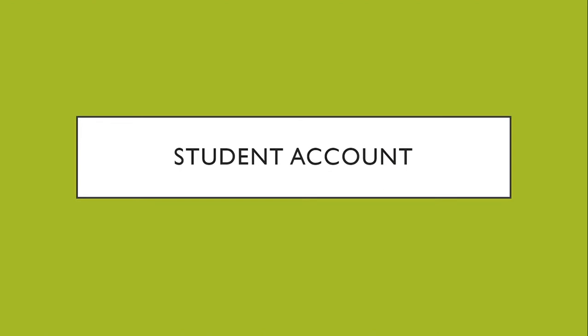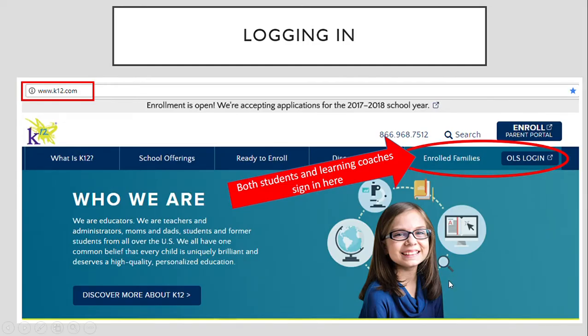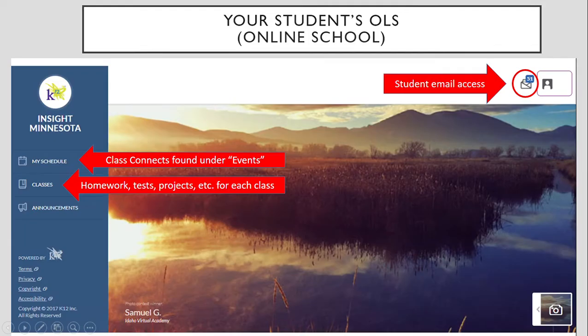Next, we'll talk about the student account. Like I said, same login process as the Learning Coach: k12.com, and then clicking on that OLS login. When they log in, they'll see a home screen like this. The My Schedule tab is where they will see their daily and weekly schedule and how they access their live classes. And then their Classes tab is how they complete their homework, projects, units, etc.